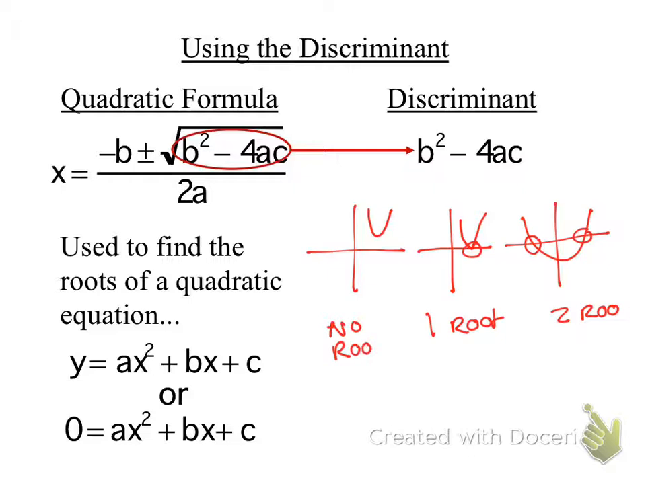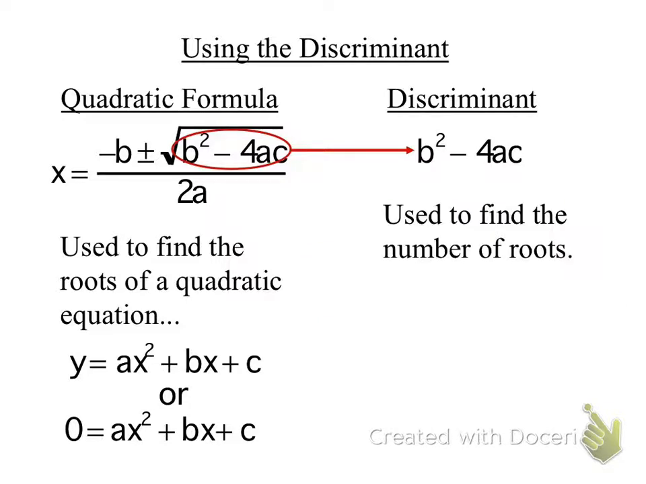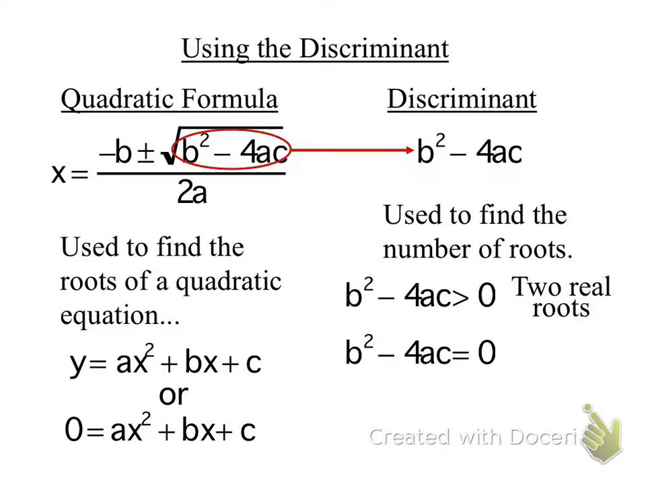What the discriminant does is it tells us how many roots we have. So if I take the b squared minus 4ac, and it is greater than 0, meaning if it's a positive number, we'll have 2 real roots. If b squared minus 4ac equals 0, like the square root is 0, right? We'll have 1 root.